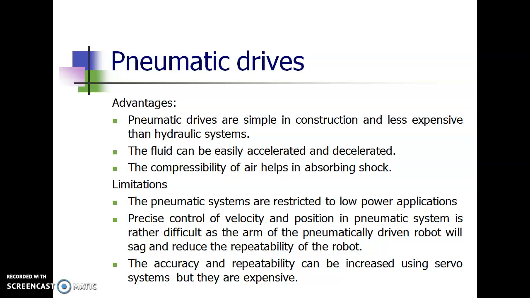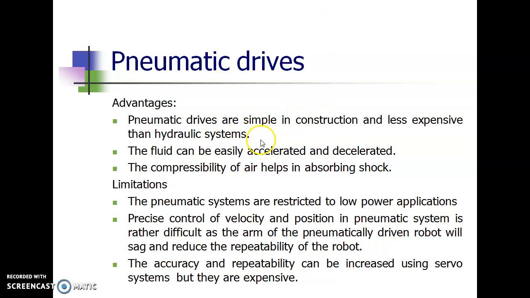So we don't need very high strength materials for the construction of pneumatic components. Because of that, pneumatic drives are simple in construction. And a very important thing is that in hydraulic systems the oil has to be returned back to the tank. So the return line is very important in the hydraulic system, but in pneumatics there are no return lines. The air is let out or exhausted to the atmosphere. So when comparing with the hydraulic system, pneumatic systems are simple in construction.